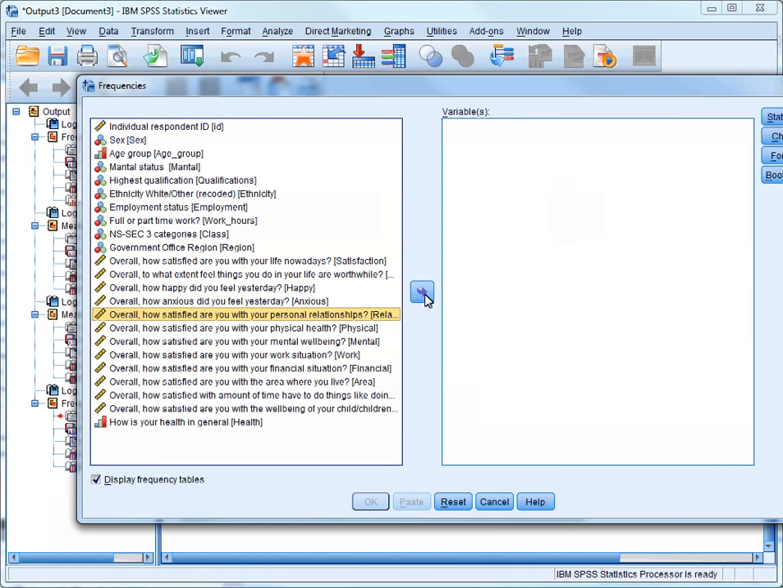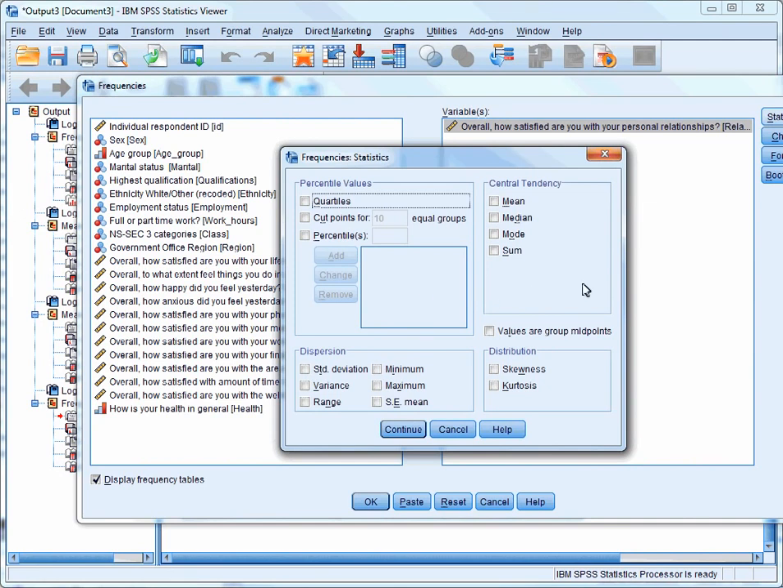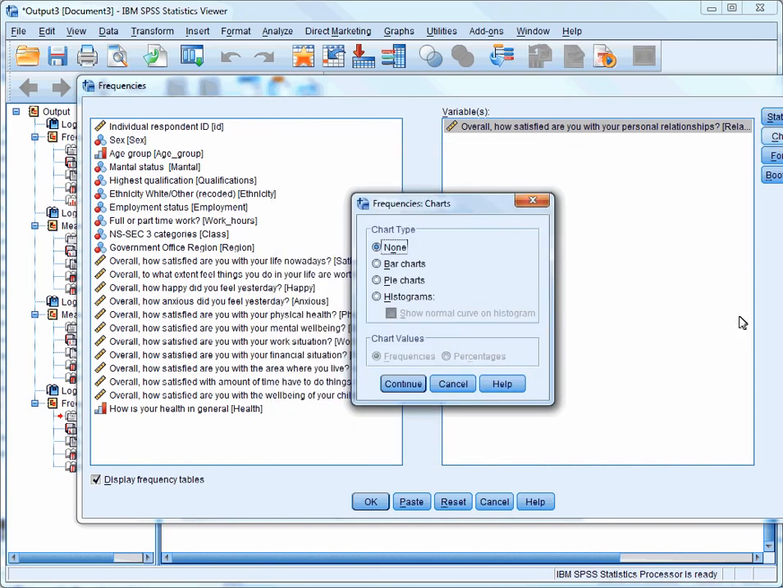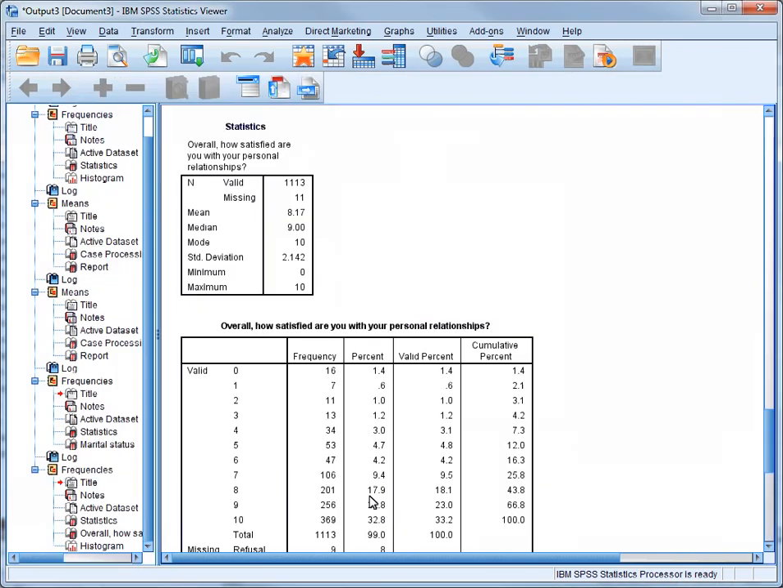Next, we'll click on Statistics, look at the mean, median, mode, standard deviation, minimum values, and maximum values. Then press Continue, select Charts, Histogram, Show Normal Curve on Histogram. Then we can press Continue, and then OK.